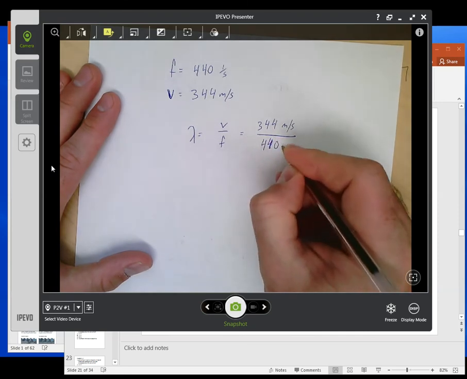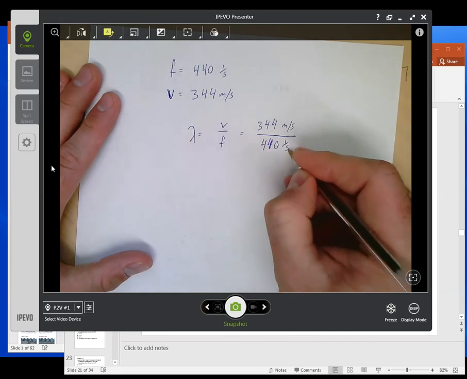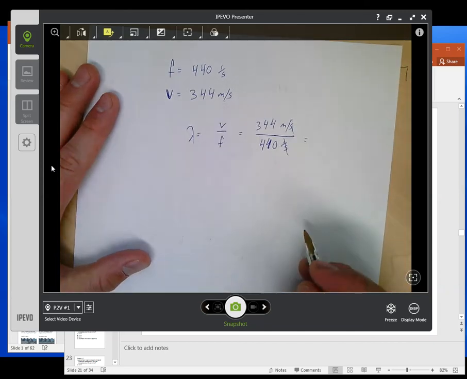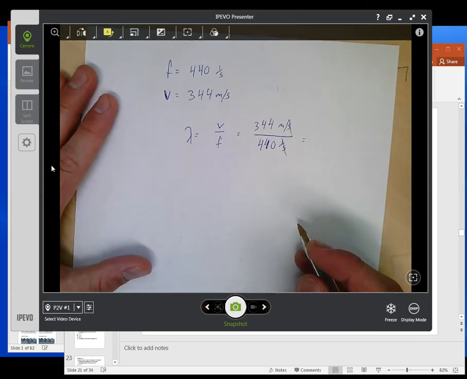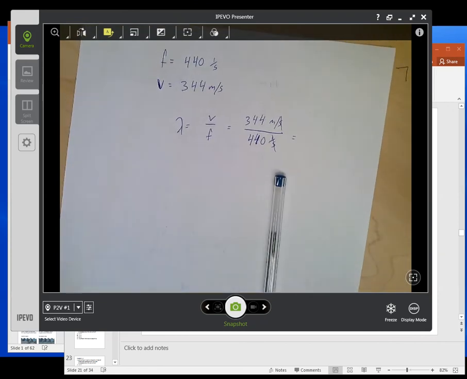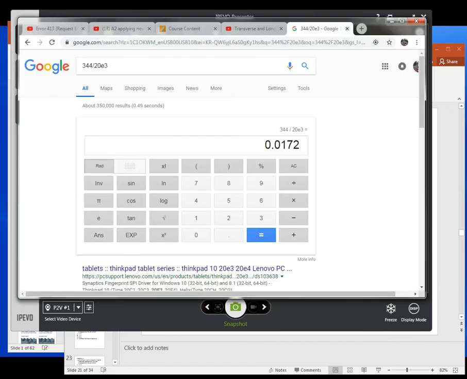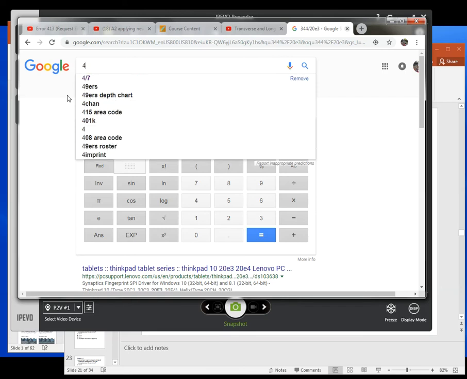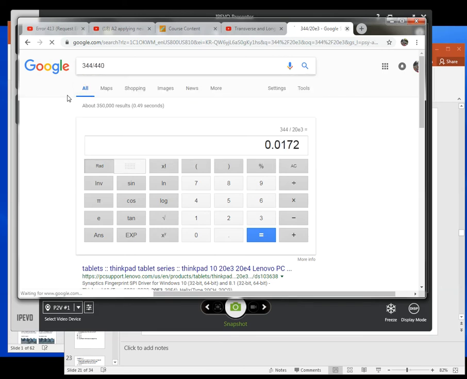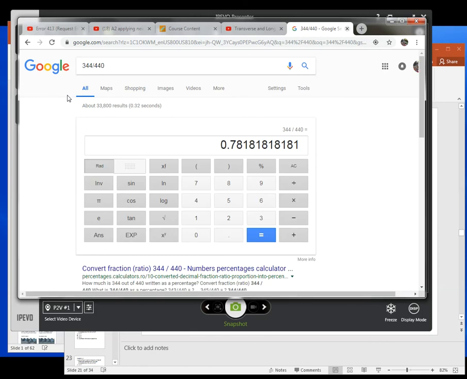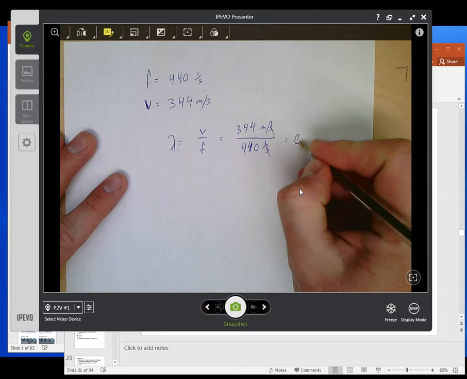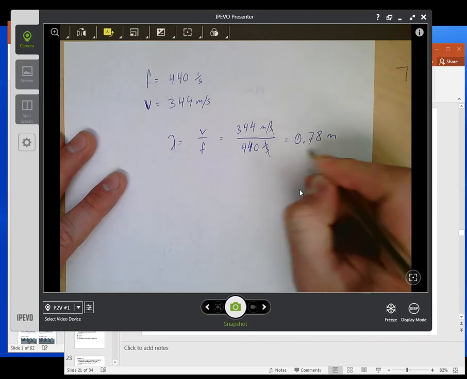Hopefully you're starting to feel like, oh, this is doable. I think if I practice this enough, I can get this. We have 344 divided by 440, and already you can see that that's going to be less than 1 meter. If I go back to my calculator here, I'm just going to type in 344 divided by 440, and I get 0.78. So this unit is in meters, as you can see, and we have 0.78 meters as our final answer.